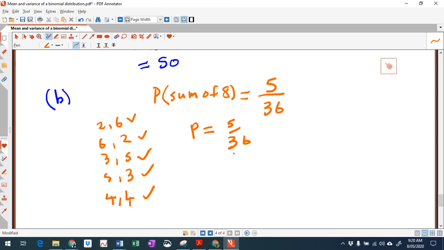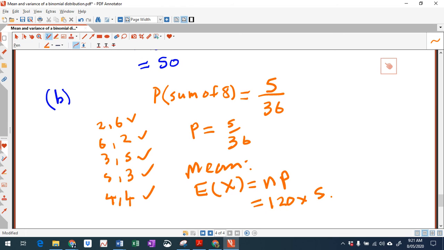Okay, so if I'm looking at my mean, or as we say, our expected value, that's just n lots of p, isn't it? Right, now the number of Bernoulli trials is 120, and p is 5 over 36, and that gives you 16 and 2/3. All right, good. All right, let's see if we can squeeze in the variance down here.